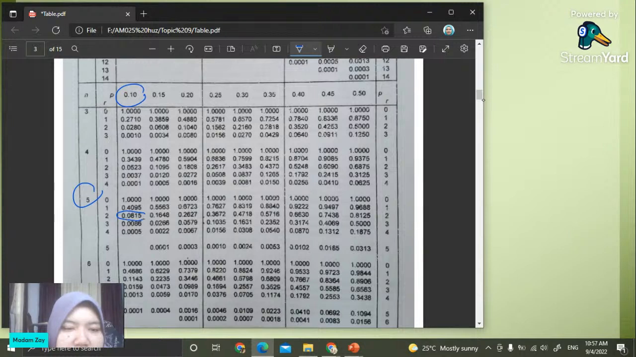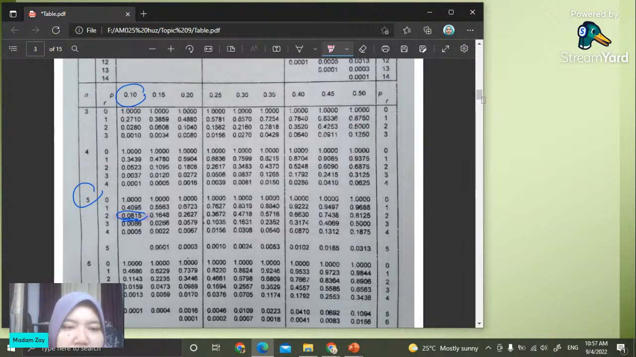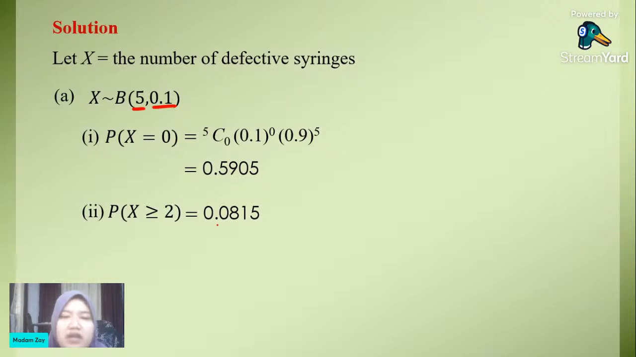The probability of X more than or equal to 2 is equal to 0.0815. You can see here, the answer is 0.0815. So we have directly the answer from the table, 0.0815. So we're done with question A.